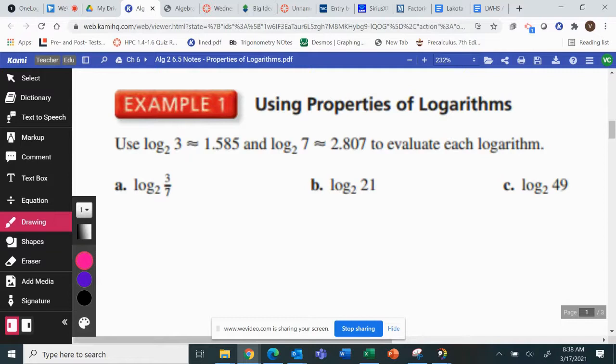Use log base 2 of 3, and here's the answer. It's approximately 1.585. And use log base 2 of 7, which is approximately 2.807, and we're going to evaluate each logarithm. Tessa, do you know what the word evaluate means? So it doesn't necessarily mean simplify it, but you do need to simplify to evaluate.